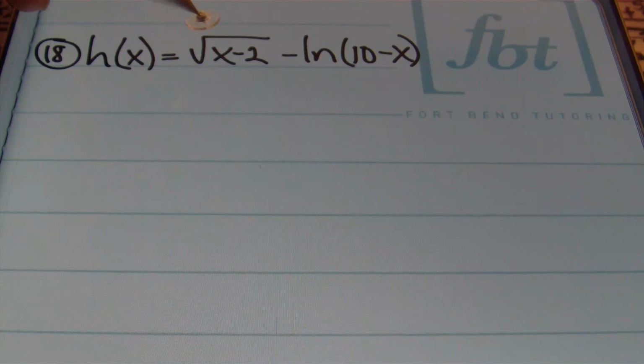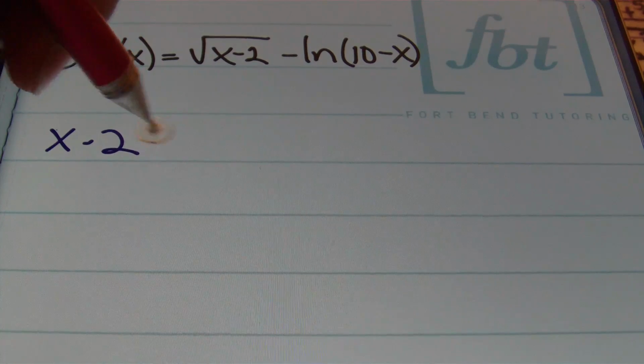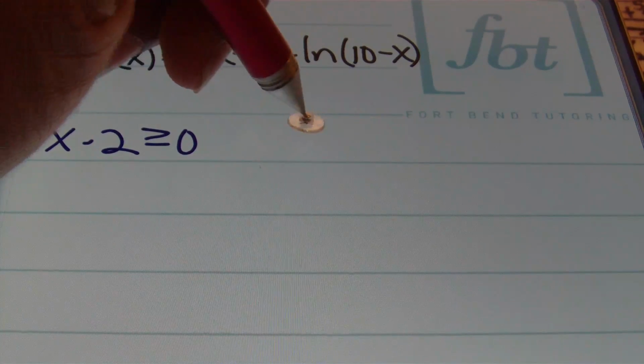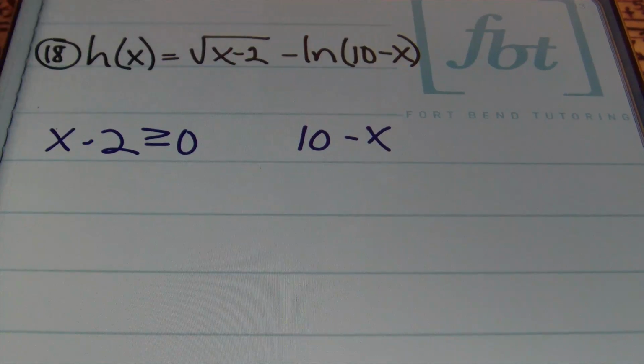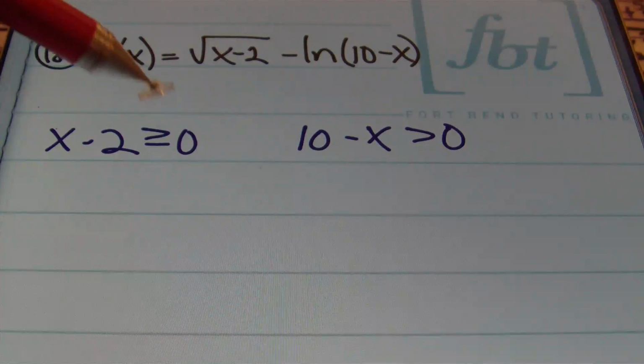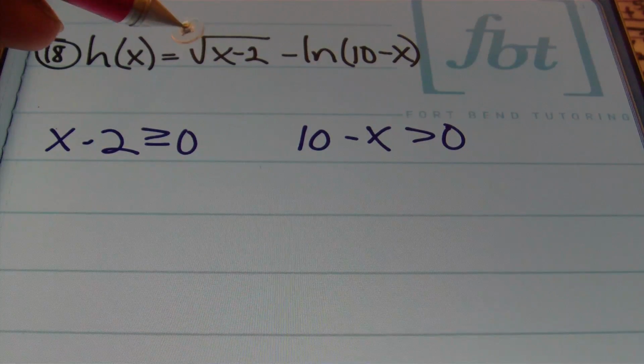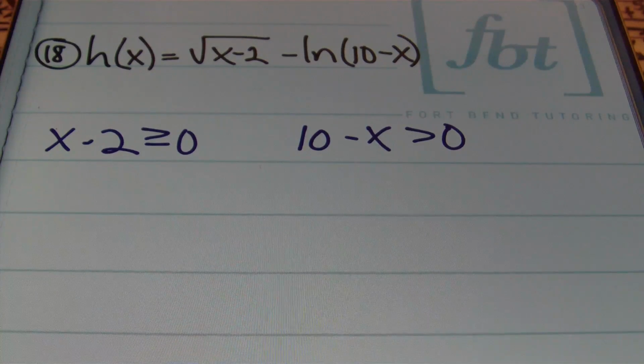Not only do you need to be concerned about the square root sign, okay, but you also need to be concerned about the natural log here. That means that x minus 2 has to be greater than or equal to 0, and that means that 10 minus x has to be greater than 0. So it's okay to have a value of 0 underneath your square root sign. It's not okay to have a value of 0 when you're dealing with a natural log or a logarithm.